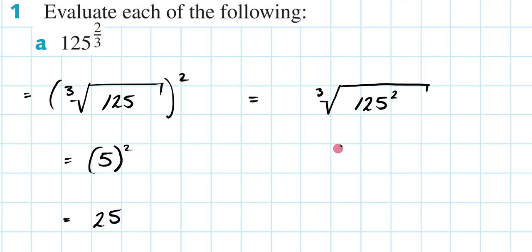Now I could do the same thing over here. I can show you. If I got my calculator out and went 125 squared, that is 15625, and then cube root that, I'm going to get 25. So it still checks out, but obviously you would not do it this way.